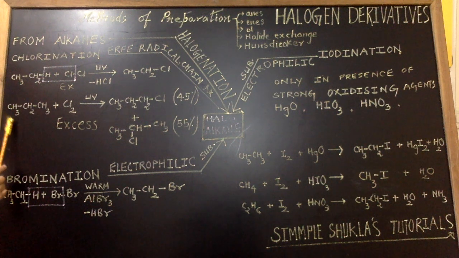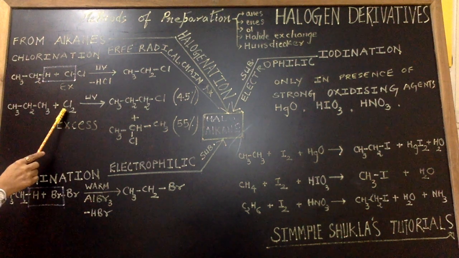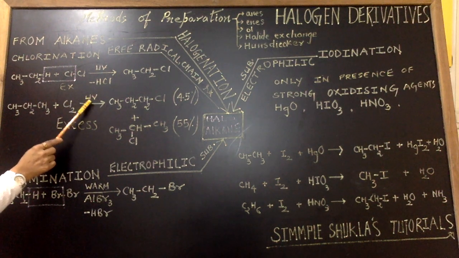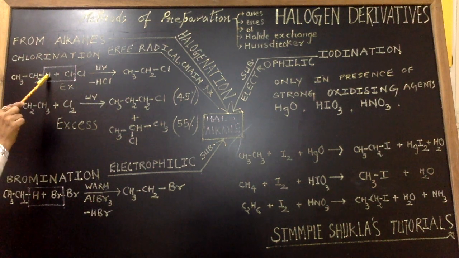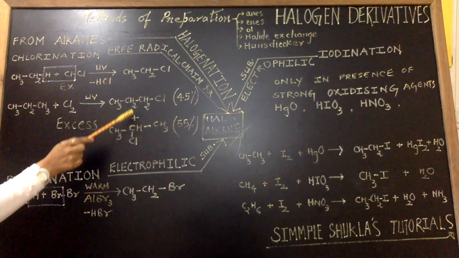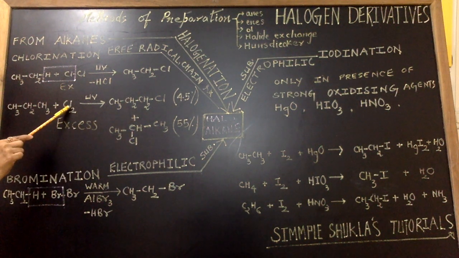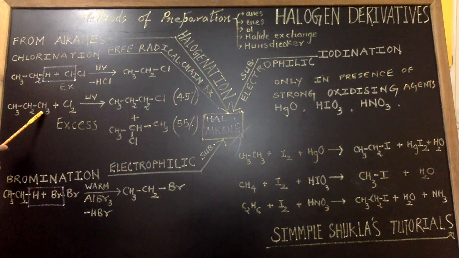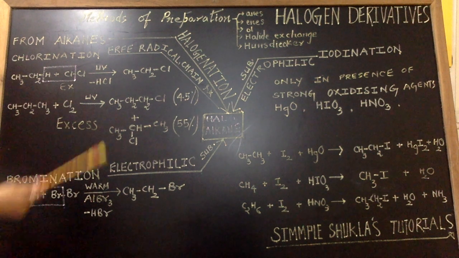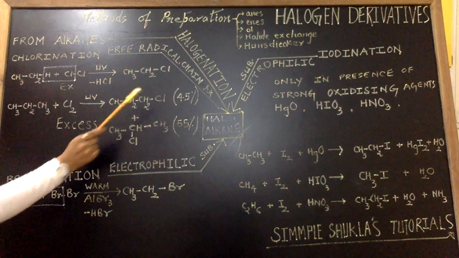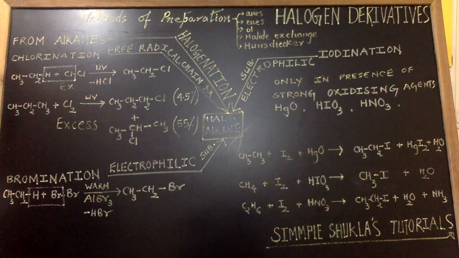When we look at the next example, propane reacts with chlorine in presence of UV rays. Unlike the previous reaction, we get 2 products, because the chlorine molecule can not only attack the primary carbon of propane, but it can also attack the secondary carbon of propane. As a result, we are getting 2 products, 1-chloropropane and 2-chloropropane.